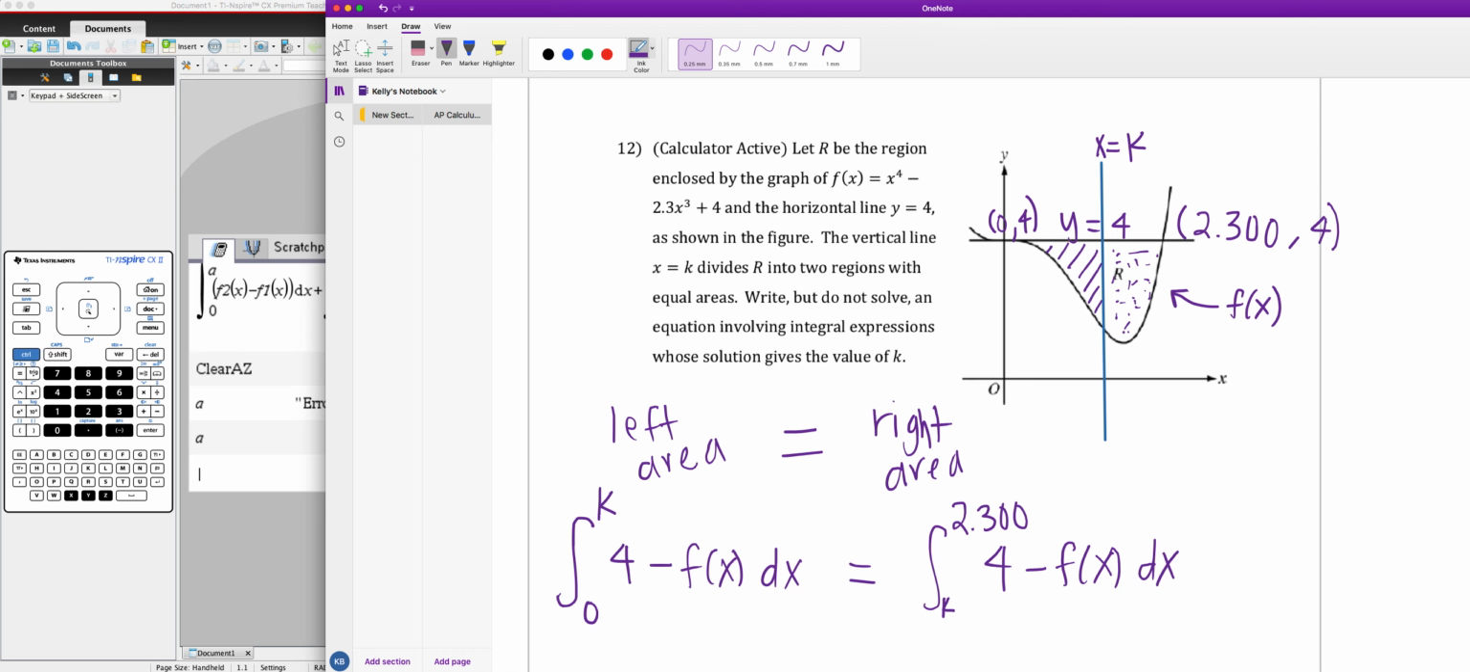Now, this is key and is going to come up in this entire unit: this phrase right here that I want to highlight for you guys. Write, but do not solve. They literally mean that. Write out the equation or the expression involving the integrals, but you do not need to solve it. So there is no need to be able to solve this from here. I set up, so this will be my final answer right here.